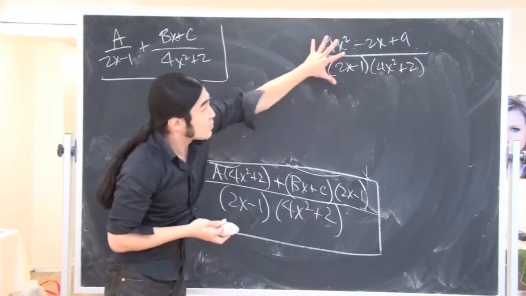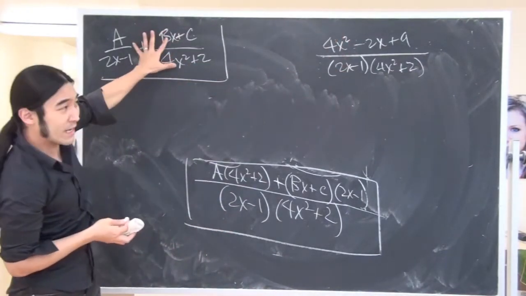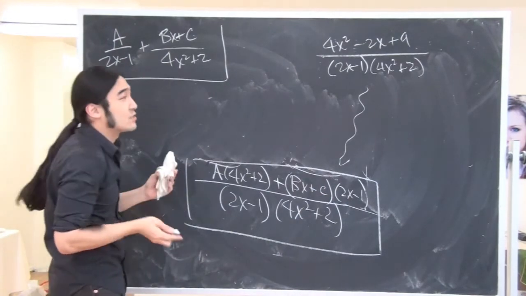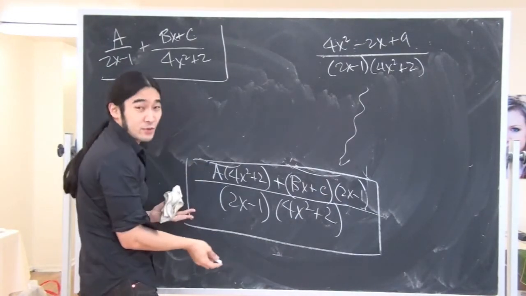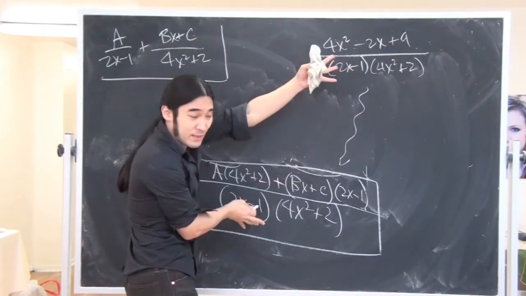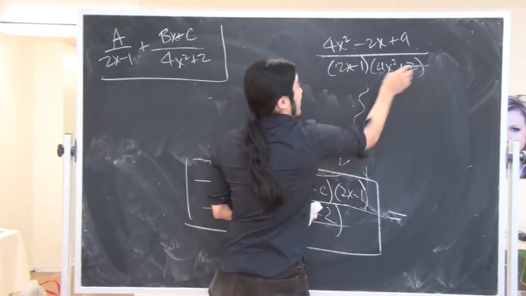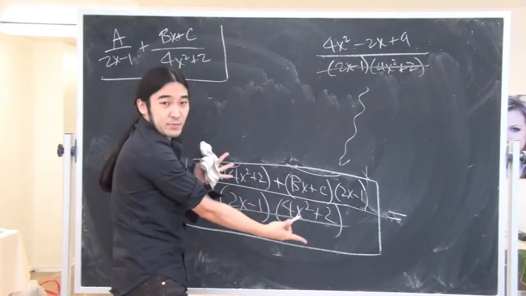Okay, so this is what we started with, this is what we want to end up with, and this is how we're translating it so far. Okay, so no big deal. But look at these two guys. Remember, we're supposed to be the same guy. So that means if the bottoms are the same, and they're equal, then the tops must be the same.